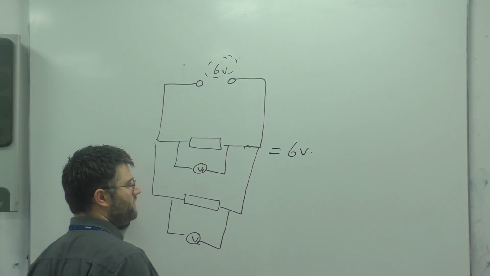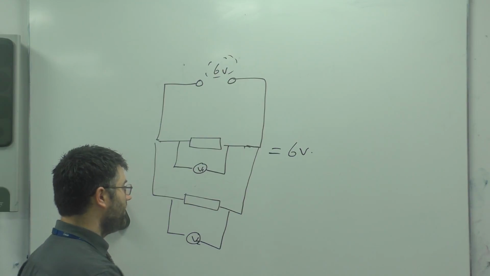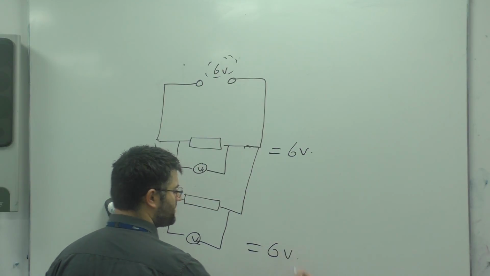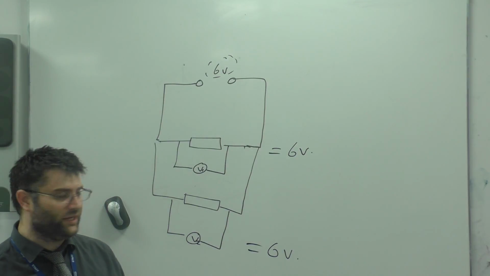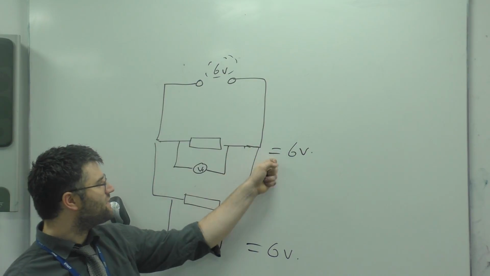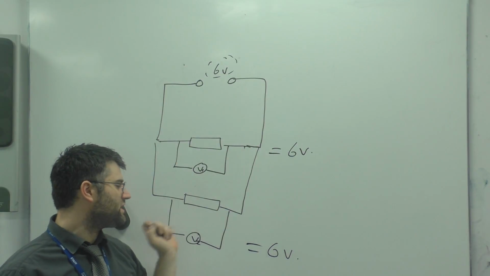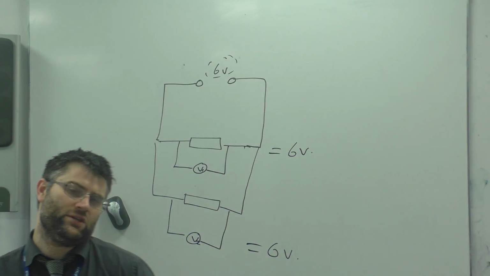So what would V2 be equal to? Well, I guess that must be 0. No, it's also 6 volts. How can that be? That doesn't make any sense, surely, because if I'm putting 6 volts in, how am I getting 6 volts out across this resistor and 6 volts out across this resistor? Conservation of energy is implying, how can this be right?